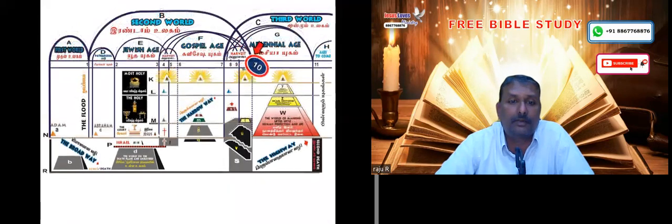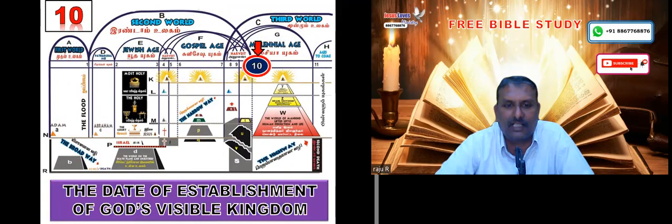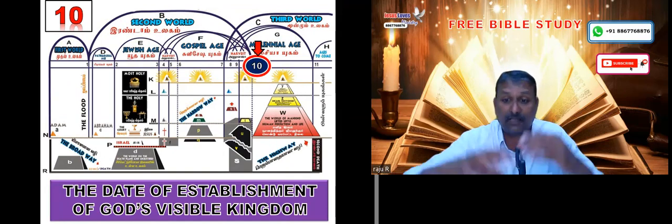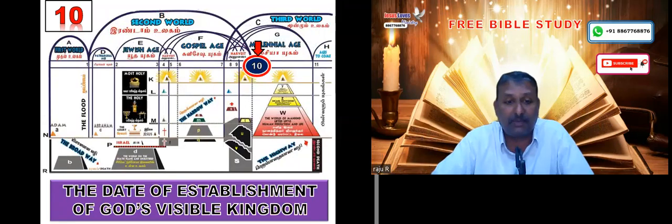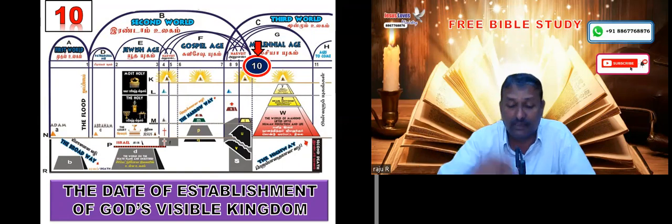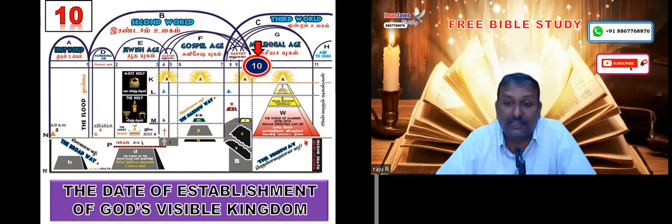So next, point number 10. Again, we can see here the dotted lines. So what are these dotted lines? Once the church is complete, in the coming great time of trouble, the church will be completely resurrected and completely over. They will make their calling and election sure. As soon as the church makes the calling and election sure, immediately the visible kingdom shall be established.